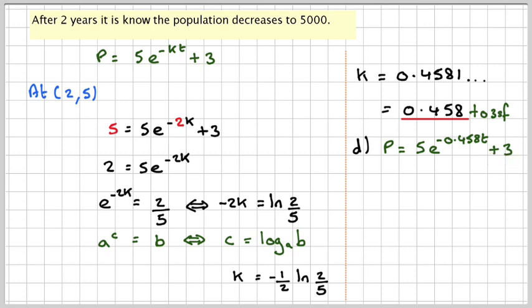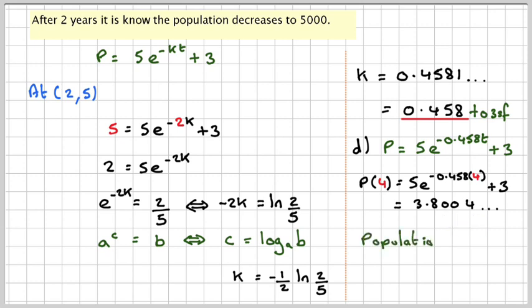So P is now equal to 5e^(-0.458t) + 3. When t is 4, we get P(4) = 5e^(-0.458×4) + 3, which will give me 3.800. But remember that we want this in thousands, so the population will be 3,800.